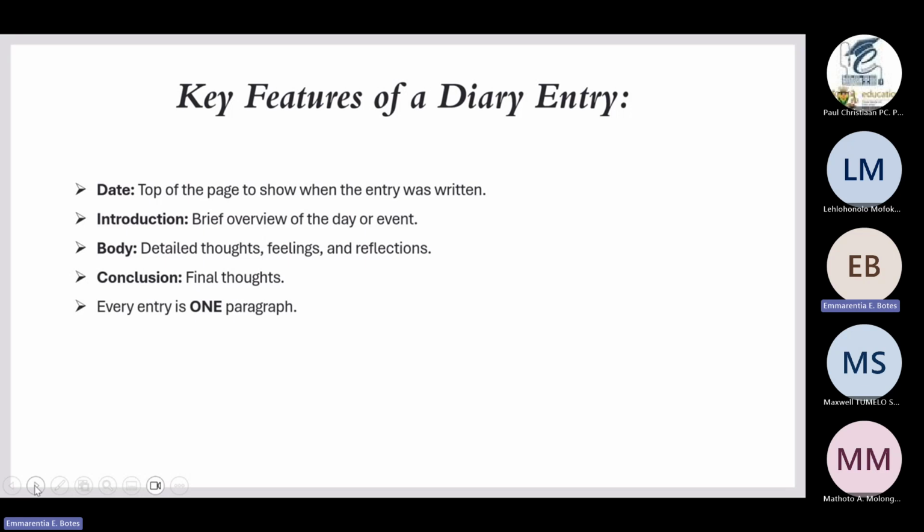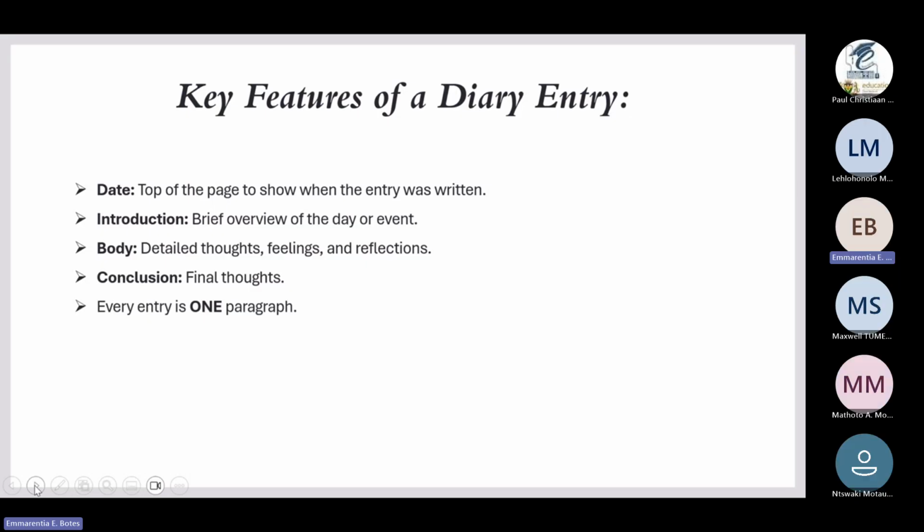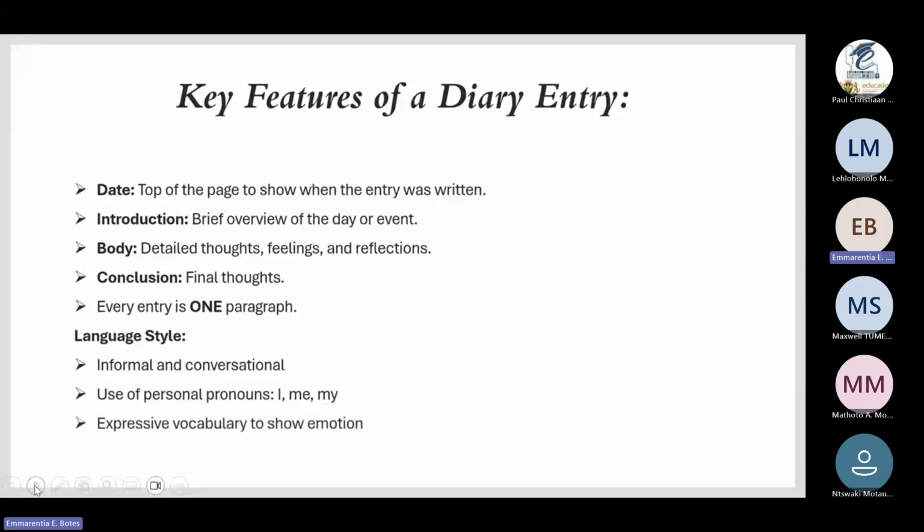So in your paragraph, just like you will always follow the writing process, the introduction, body, and conclusion, but each of them is not a new paragraph. So a diary entry, one paragraph, very important to remember. Then the language style: informal and conversational, with use of personal pronouns because it's your personal entry, I, me, my. Then expressive vocabulary to show emotion.